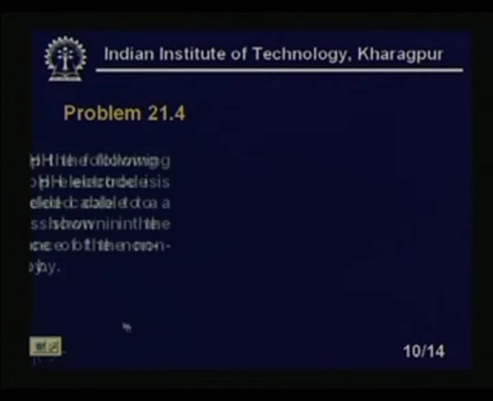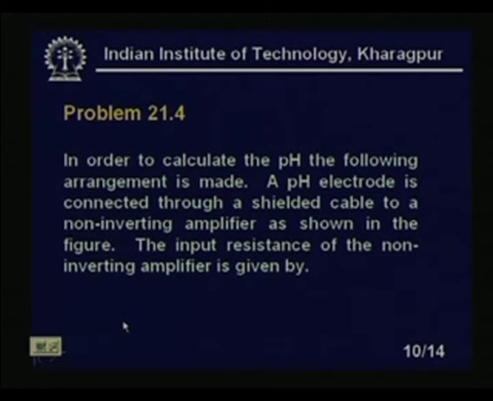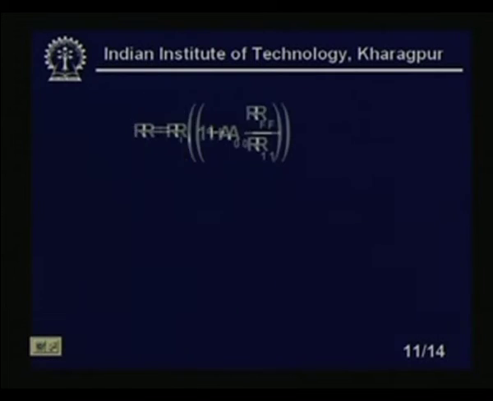Problem number 21.4. The problem is telling, in order to calculate the pH, the following arrangement is made. A pH electrode is connected through a shielded cable to a non-inverting amplifier as shown in the figure. We will show the figure. The input resistance or impedance of the non-inverting amplifier is given by R equal to Ri (1 plus A naught Rf by R1). Everything will be clear in the circuit.